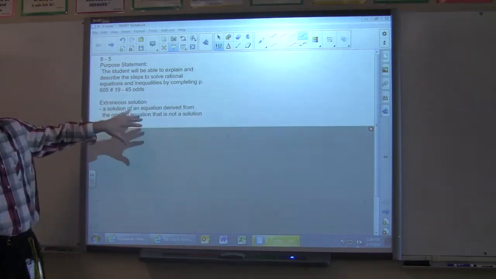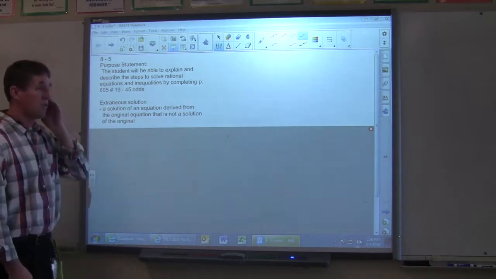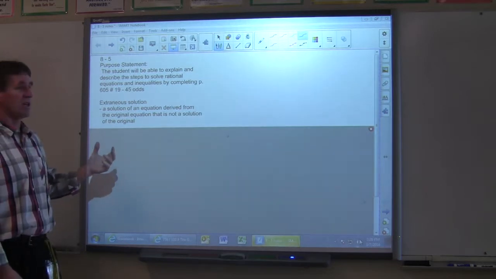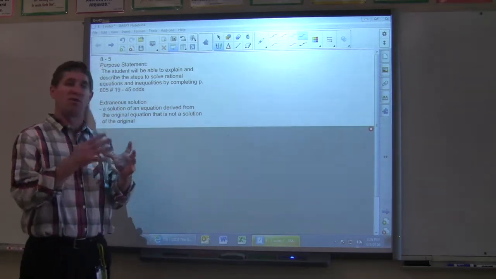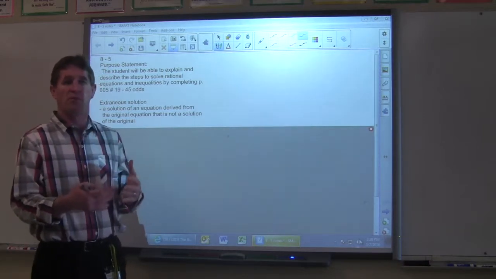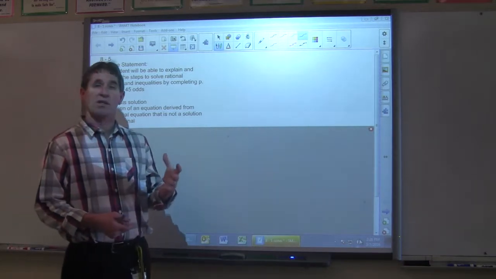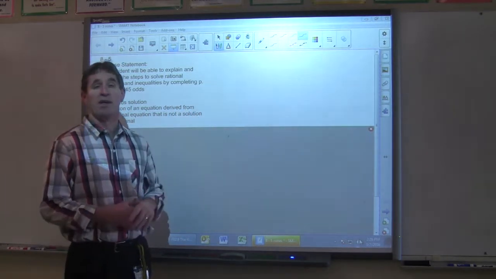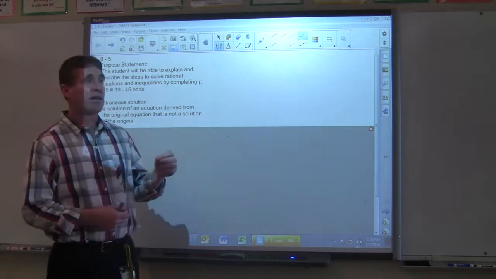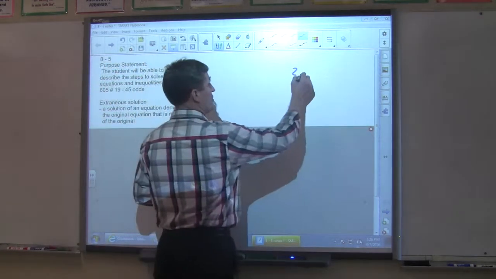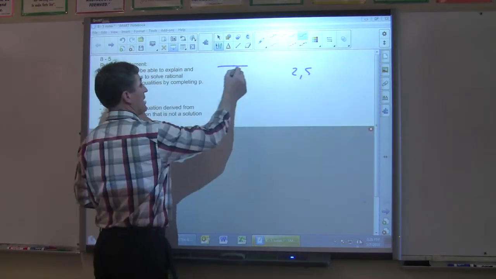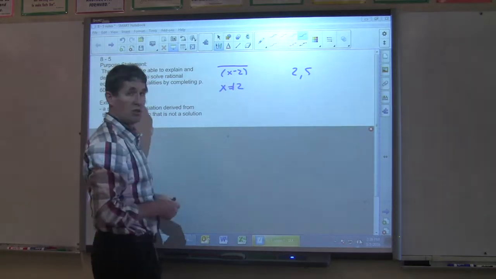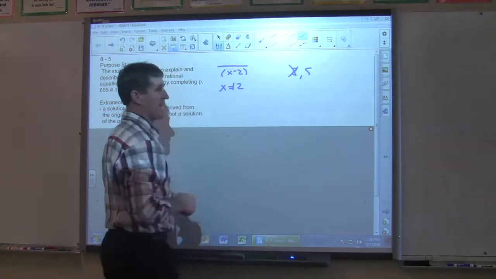So we went over this definition earlier in the year, but an extraneous solution, remember, is a solution of an equation derived from the original equation that is not a solution of the original. In other words, if you do the problem, you're going to get some answers. Sometimes you have an extraneous solution that works in the equation but doesn't work in a story problem or in the solution. An example of this might be when we get answers that say 2 and 5, but we had x minus 2 in the denominator, so remember our restrictions would say x cannot equal 2, so that would cancel out that answer.